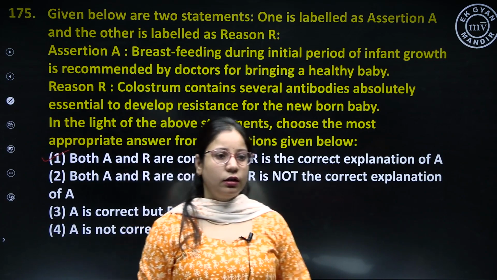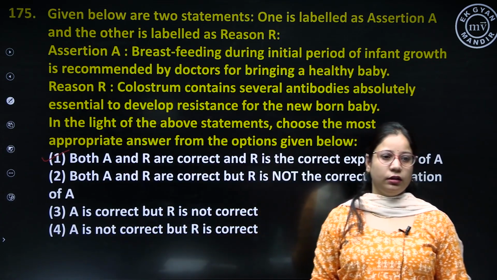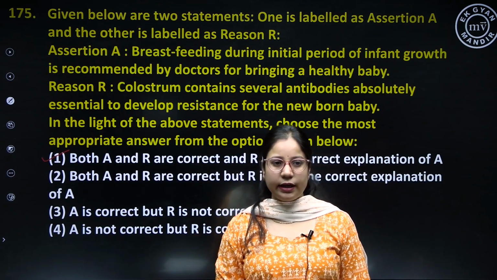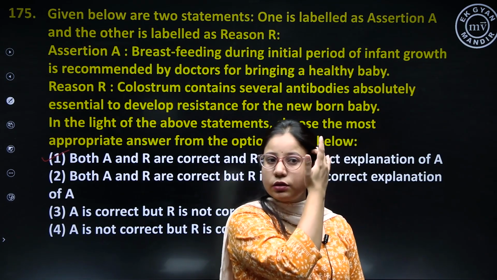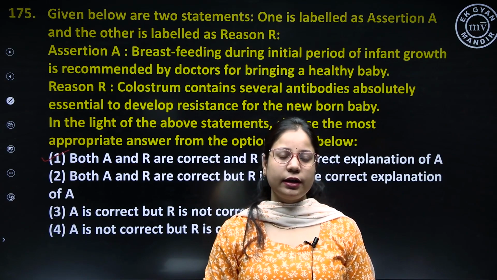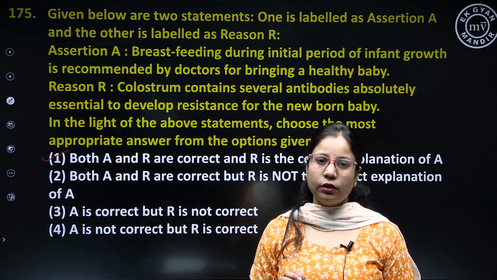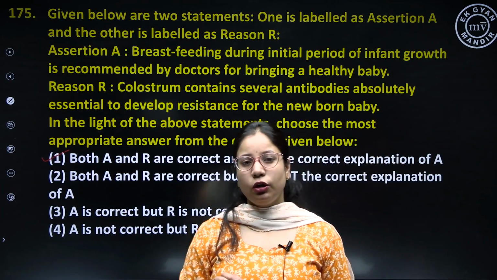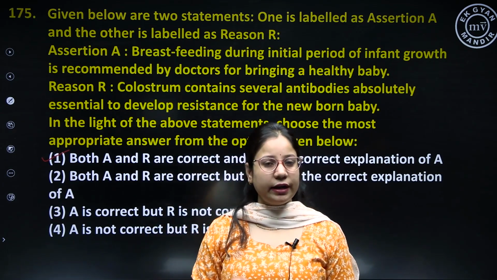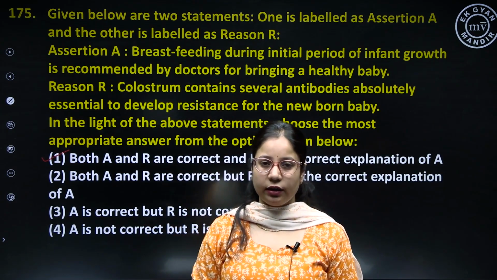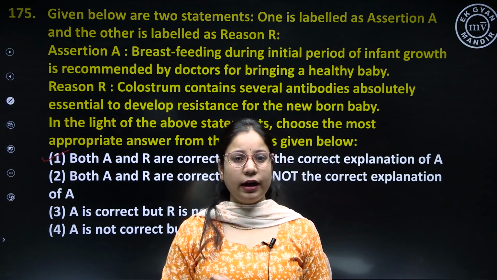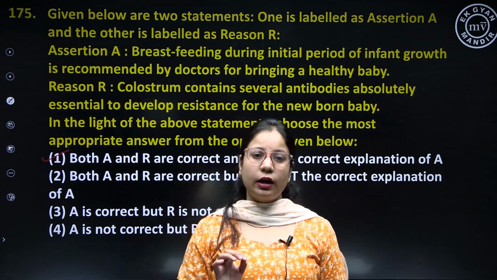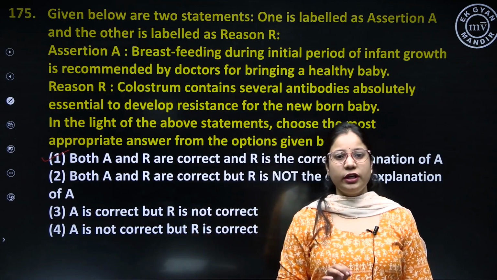Both A and R are correct and R is the correct explanation of A, because breastfeeding, that is lactation, is very essential during the initial phases of an infant. The reason is because colostrum, which is the first milk of the mother, contains IgA antibodies and it provides passive immunity to a baby, because baby has a very weak acquired immunity. That is why it is very necessary for an infant to feed on mother's milk, because it will be providing passive immunity as the mother's milk contains IgA antibodies.